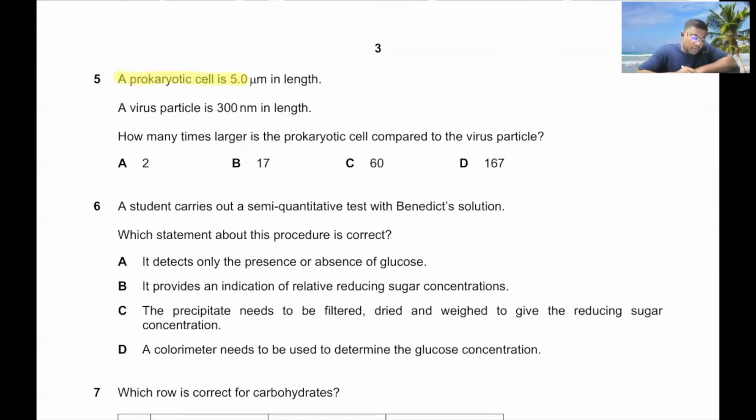A prokaryote cell is 5 micrometer in length. A virus particle is 300 nanometer in length. How many times larger is the prokaryote cell compared to the virus particle? So the prokaryote is 5 micrometer, which we can multiply by 1000 to make it nanometer, divided by 300. So that will be 17 times. Question number 5, answer is B.